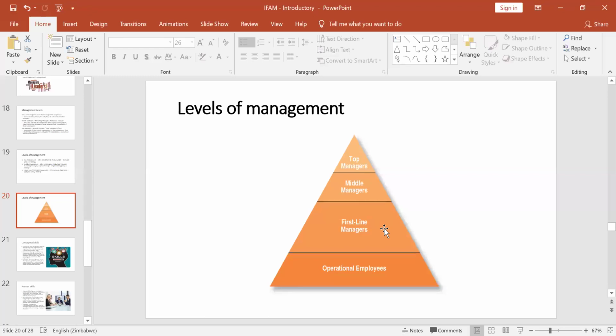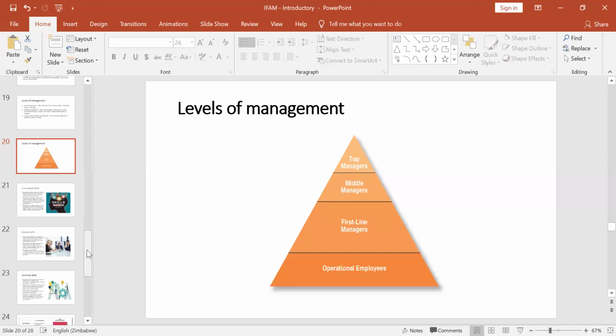So if you want to be a first line manager or a middle manager or a top manager, what skills do you need to have? You need to know all this. Because as you set forward your vision to say, I would want to be in charge of an operational team, so I would want to be a supervisor manager, you must know what skills you must have. So I'll just look at the skills of managers and then stop there.